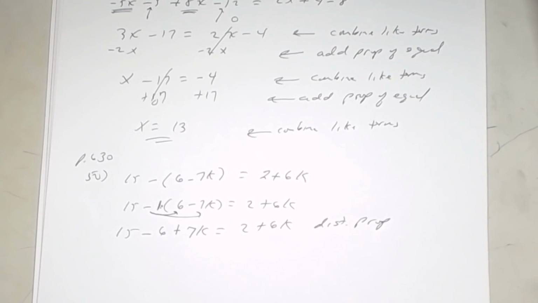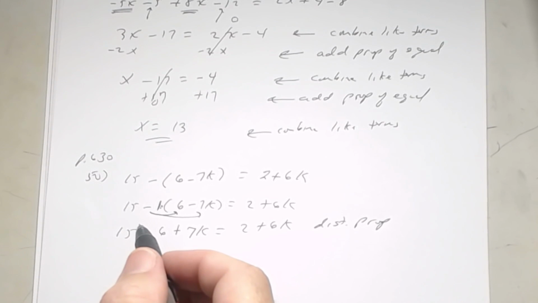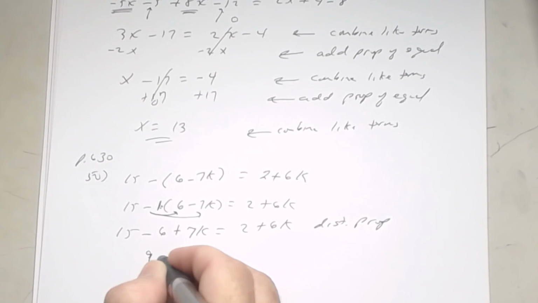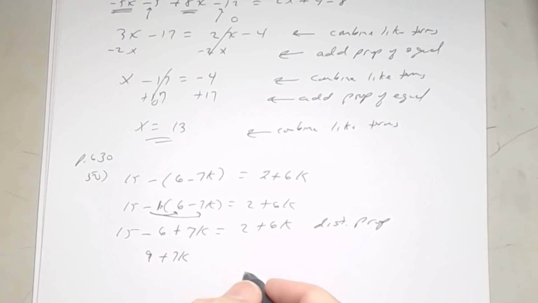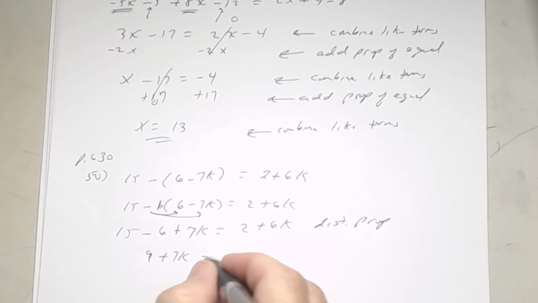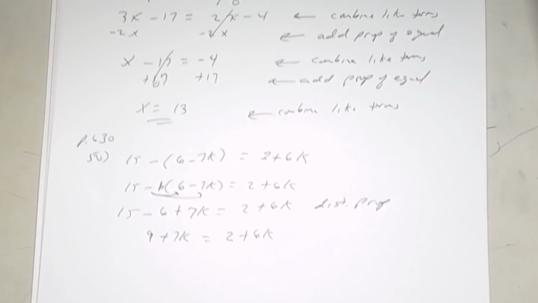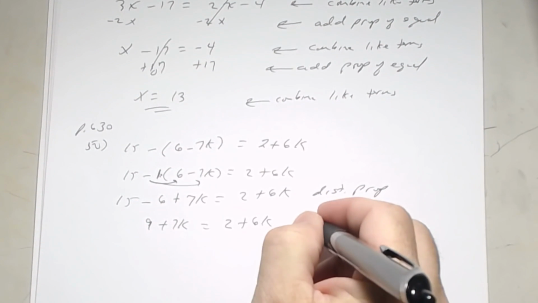All right, now what do I do? Combine like terms. All right, on the left side, all I can combine are the constants. So it's 15 minus 6. 9 plus 7k, or you can say 7k plus what? Does not matter. Can I combine anything on the right? No, I'm just going to go ahead and rewrite it. Okay, so that's where I'm at. So all I did at this point was I combined like terms. That's all I did.